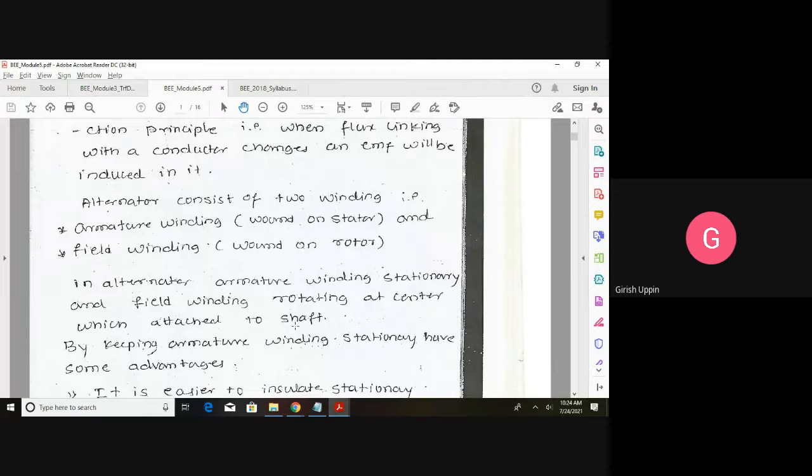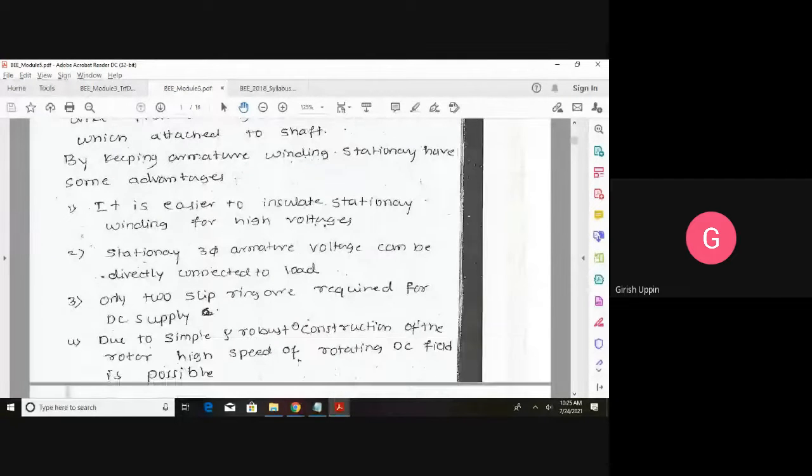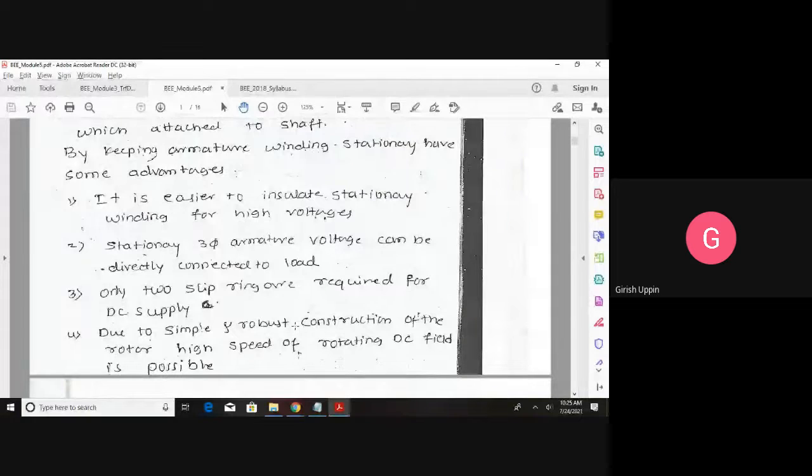By keeping the armature winding stationary, there are many advantages. This is one of the questions they will ask: what is the advantage of having the armature winding stationary? Some of the advantages: it is easier to insulate the stationary winding for high voltages. I told you the voltage that is generated by the alternator is very, very high: 11,000 volts, 33,000 volts, 66,000 volts. That is the level of voltage generated. And if the winding is stationary, it is very easy to insulate those wires.